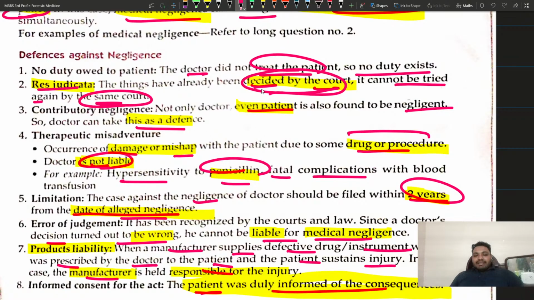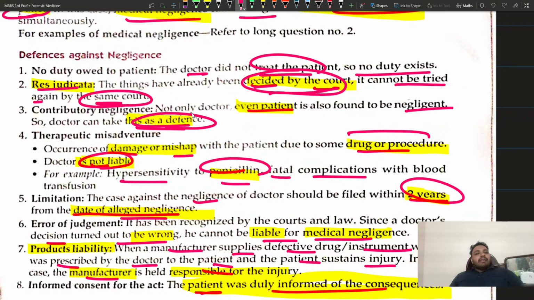Coming to the next part, which is contributory negligence. Not only the doctor, even the patient is found to be negligent, so the doctor can take this in defense. For example, a very short example I'm going to tell you. You gave the patient fluids, okay, but you continuously asked the patient whether it was alright, because if the fluid is given too fast, it can create an issue with the circulation. So you ask the patient, and he says everything is okay. But with time the pain kept increasing, but he never mentioned it to you.